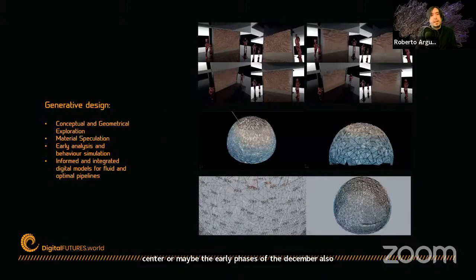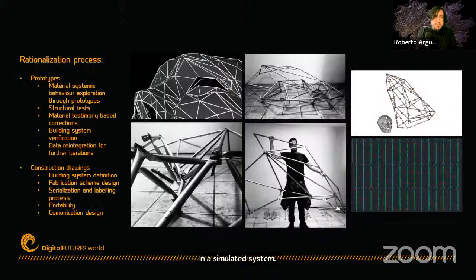So even if we have the tools in the early phases to understand how the things that we're designing are going to behave in a simulated system, we can also back these simulations with a materiality aspect or the rationalization process by prototyping, in order to understand, again, the systemic material behavior of what we are building, and also to not only verify, but also reintegrate for further iterations.